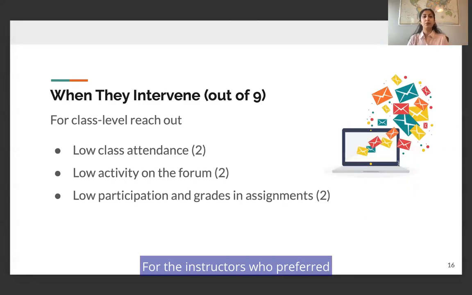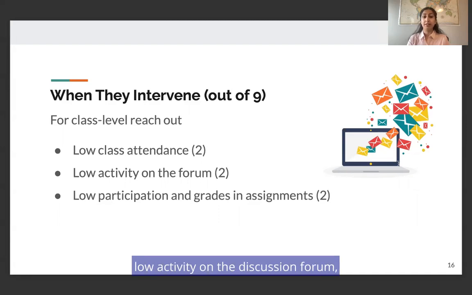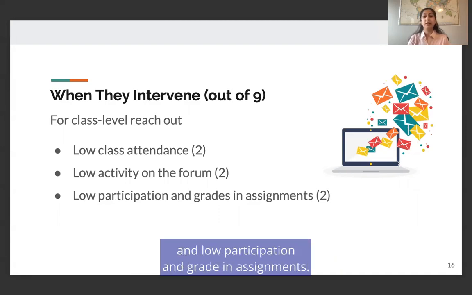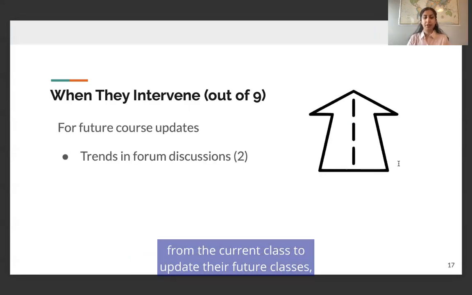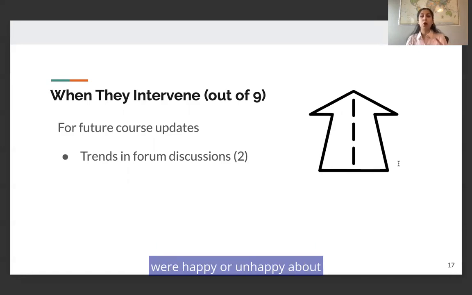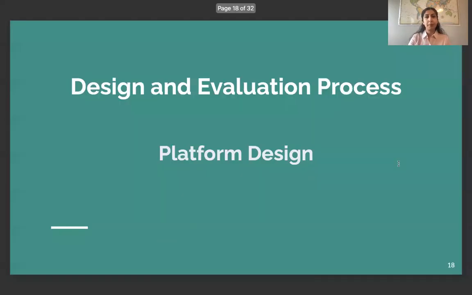For the instructors who preferred to reach out to the whole class, both of them said they look into low class attendance, low activity on the discussion forum, and low participation in grades and assignments. For the instructors who used insight from the current class to update their future classes, both of them said that they look into trends in discussion forums to see what the students were happy or unhappy about, or what was more challenging for them, and take that into account when they want to update their future courses.